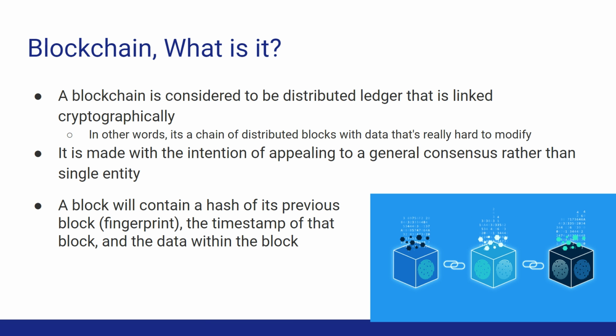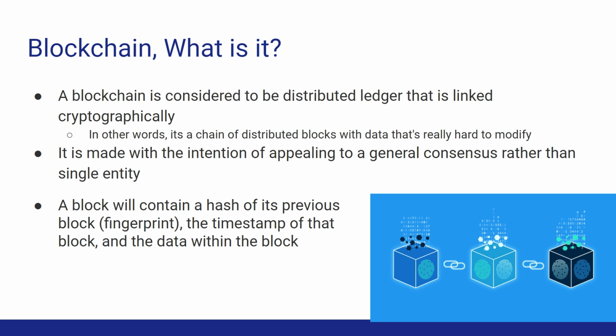Right, so a blockchain, what is it? A blockchain is a distributed ledger that is linked cryptographically. In other words, it's a chain of distributed blocks of data that's really hard to modify. Basically, each block contains some data and it's identified by a hash, and it links to other blocks through these hashes. It's made with the intention of appealing to a general consensus rather than a single entity.